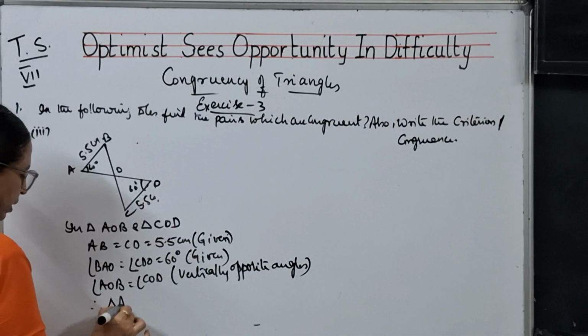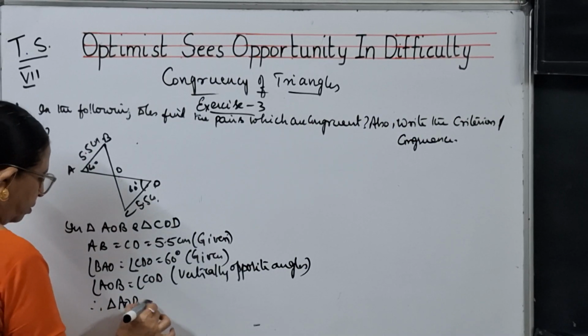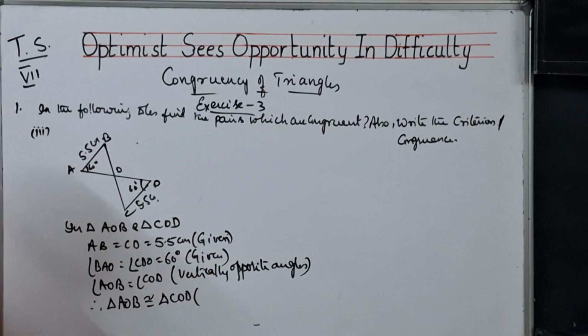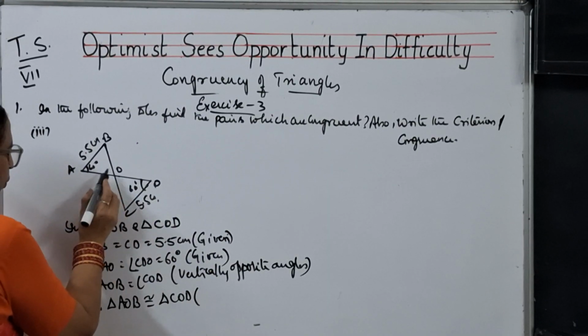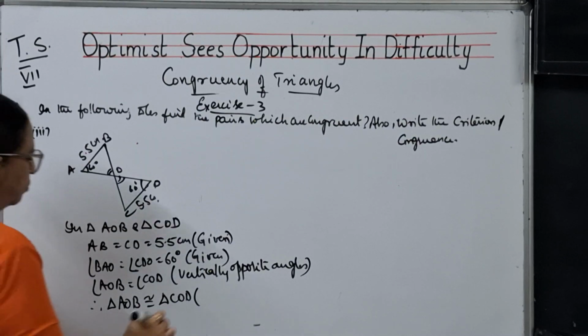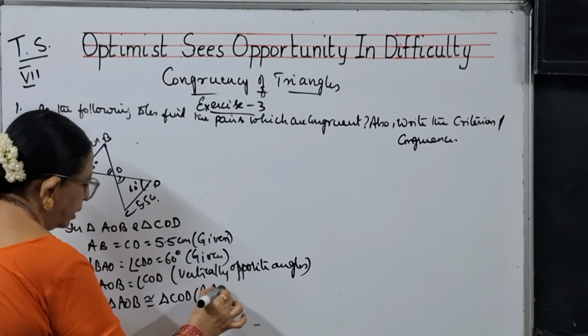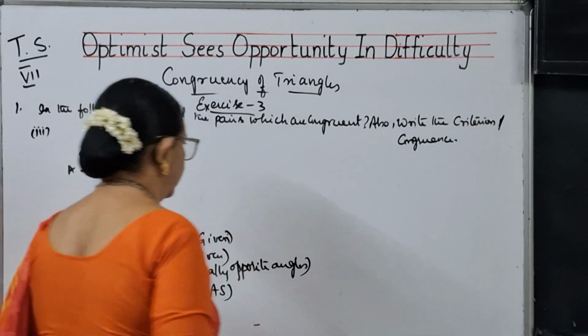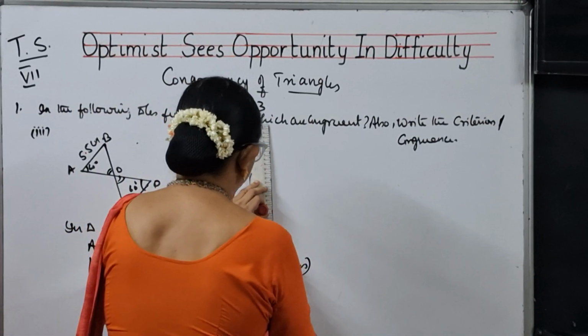Therefore, triangle AOB is congruent to triangle COD basing on what, children? See, these two and this also are equal, but the side is not included. So we will be calling it the angle side property. Basing on this, these two triangles are congruent. Now, let us see the fourth one.